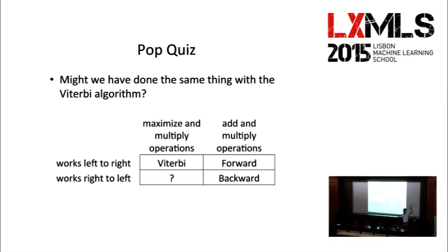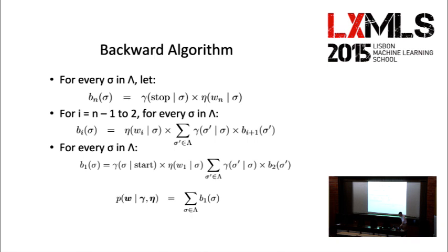Can't do it. Who thinks it's reasonable? The reasonables have it. You could do it. I don't know why we teach it the way we do. We could do it the other way. You'd basically take the backward algorithm right here, replace the sums with maxes, and you've got backward Viterbi. I don't know what you'd call it. Viterbi backward, reverse Viterbi. Reviterbi. I don't know.